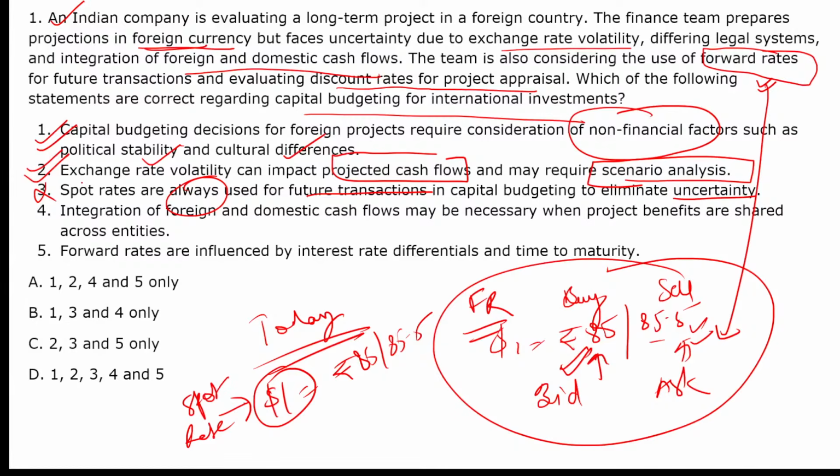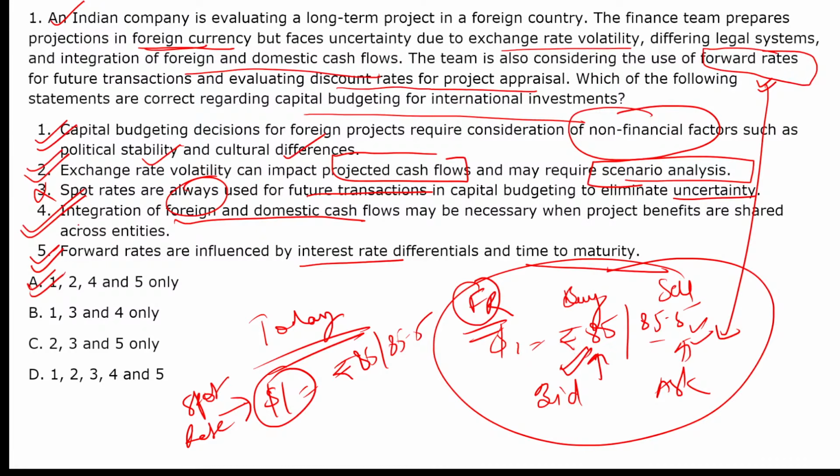Integration of foreign and domestic cash flow may be necessary when project benefits are shared across entities. Yes, you will have to integrate foreign and domestic cash flows if more than one entity is involved. Forward rates are influenced by interest rate differential and time to maturity. Yes, correct. Forward rates are highly dependent on the interest rate and the time to maturity, like if you are getting into a forward rate for 1 month, 2 months, 3 months, 4 months, dependent on that. So only 3 was not correct.